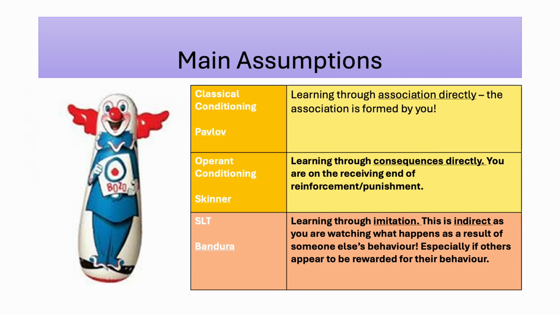So a little quick summary for you has appeared on screen. You might want to pause to process this, but it just shows you the similarities and differences between learning theories. So your classical and operant conditioning, which is behaviourism, and then social learning theory, which is its standalone theory.